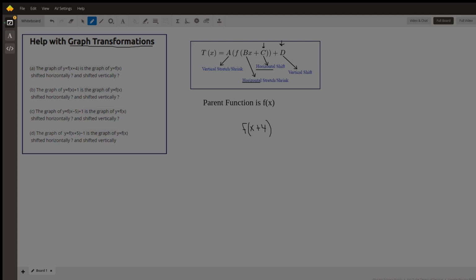Okay, and again, there's some other parent functions in here. There's square root, there's the reciprocal function, the exponential, logarithmic, absolute value, the sine function, trigonometry, and linear. Okay, there's the quadratic again.